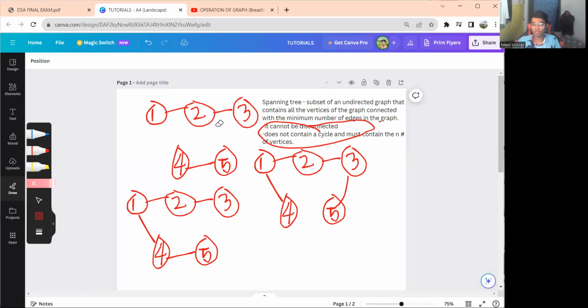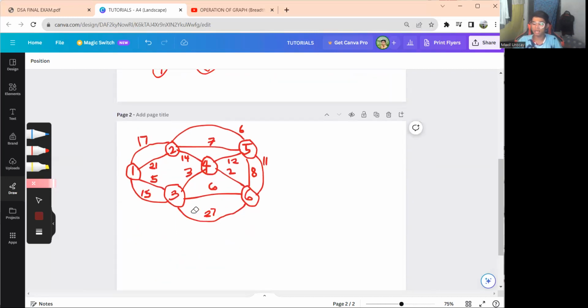So with this one, let's proceed to the minimum spanning tree. When we say minimum spanning tree, class, this is a subset of edges of a connected weighted undirected graph that connects all the vertices together with the minimum possible total edge weight. So since it is a minimum spanning tree, this is particularly done on a weighted undirected graph. Weighted means the specific path has a value. Say for example here, there is 17, there is 21, like that.